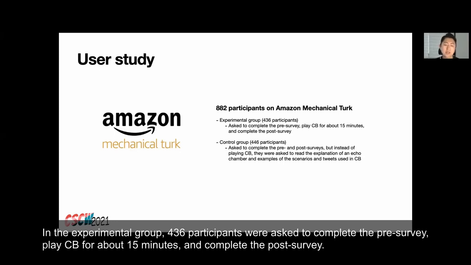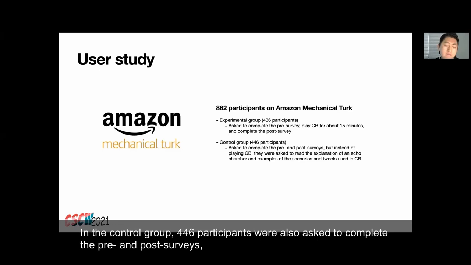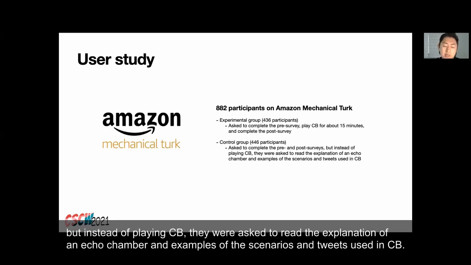complete the post-survey. In the control group, 446 participants were also asked to complete the pre and post surveys, but instead of playing CB, they were asked to read the explanation of the echo chamber and an example of the scenarios and tweets used in CB.